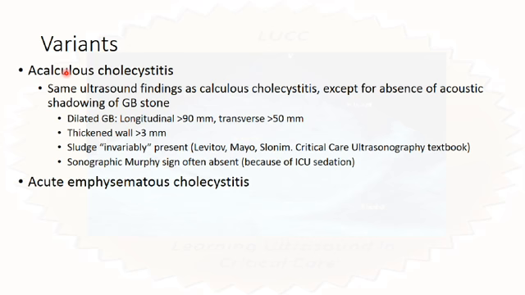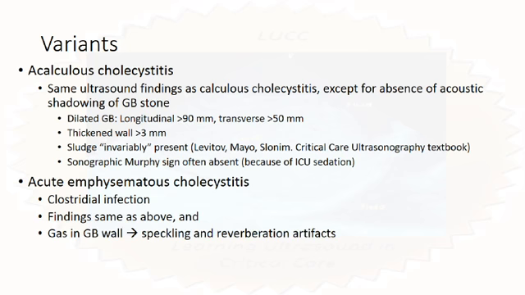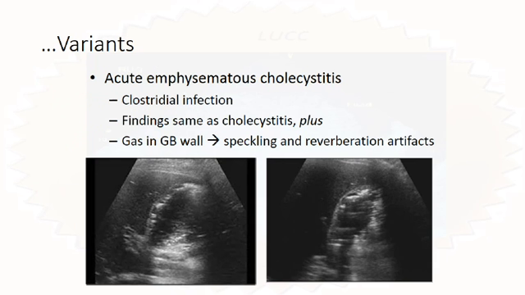Then you have another variant called acute emphysematous cholecystitis. Again, it's just a complication of cholecystitis due to gas-forming organisms. Now, an example of this is Clostridial infection. Okay, and the findings are exactly the same as the acalculous cholecystitis, except you might have, in addition, gas in the gallbladder wall, which will result in a lot of reverberation artifacts and speckling. Okay, so this is how it looked like. Can you see the bright white vertical lines? If you look at it, especially from a distance, you'll have a sort of speckled appearance.